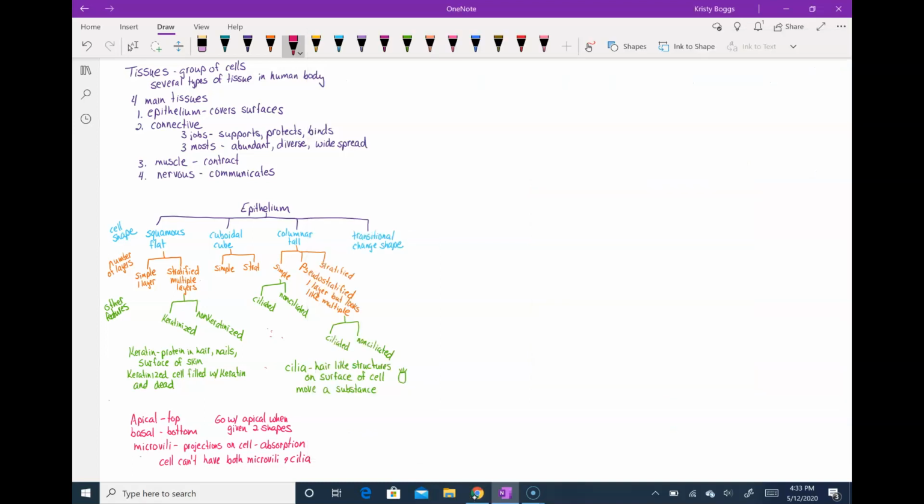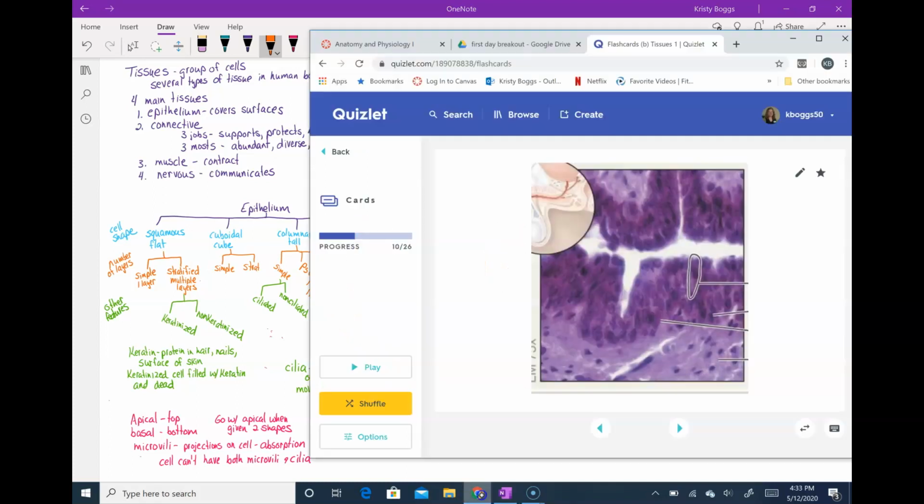And the way that pseudostratified can trick you is if you have a tall cell and then a short cell and then another tall cell. You could have a nucleus here and a nucleus here and a nucleus here. That looks like it's different layers, but it's actually just one layer. You just have shorter cells in amongst the taller cells. That's how it gets tricky. So this one is pseudostratified.